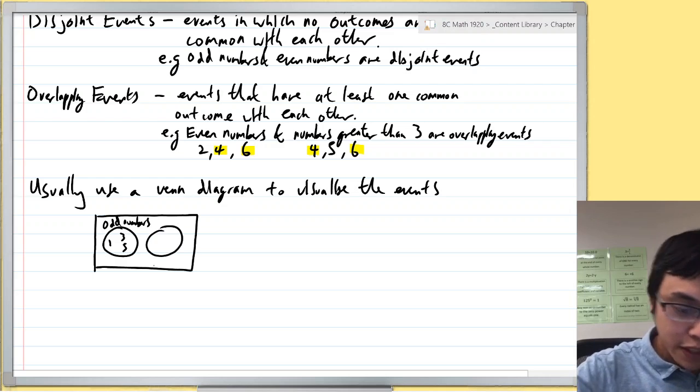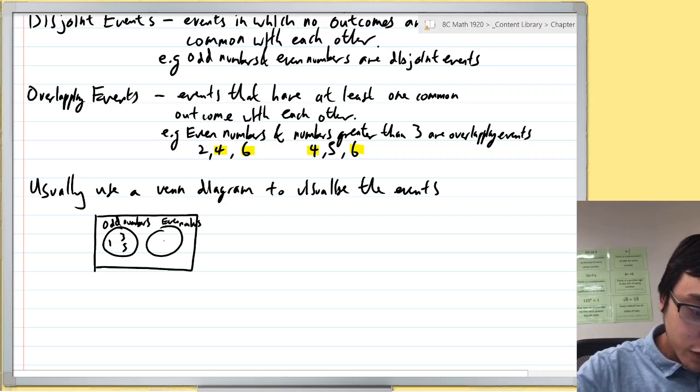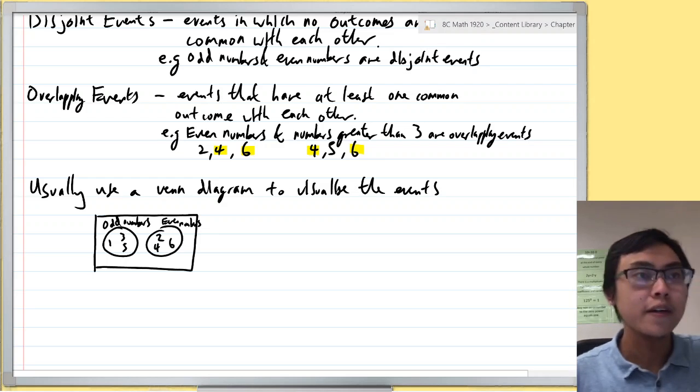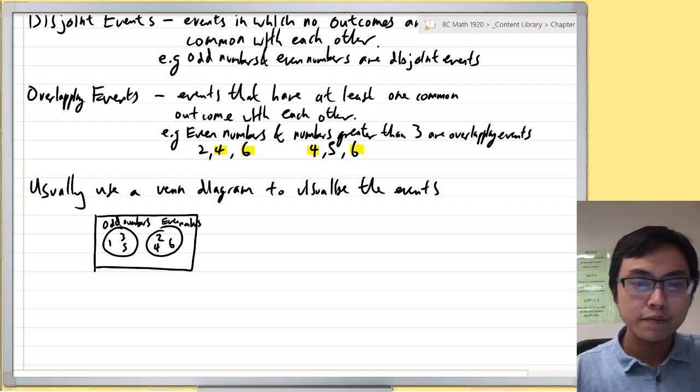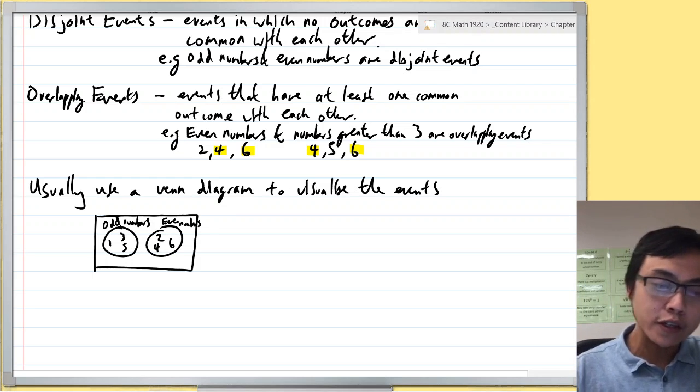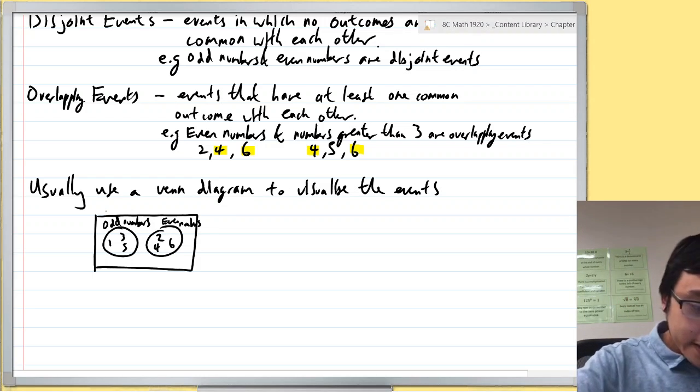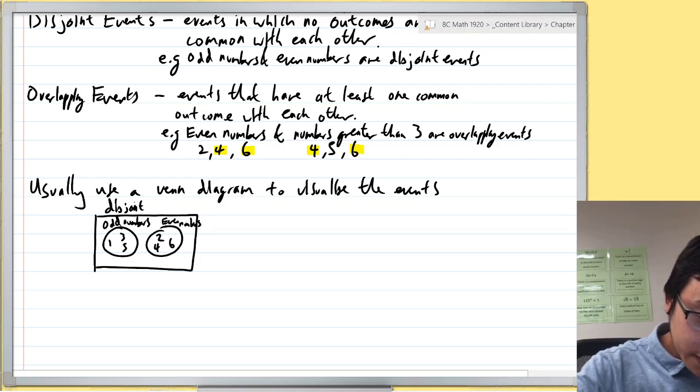They're supposed to be the same size. This one is even numbers, and inside there we have 2, 4, 6. They are disjoint. So these are our two events, odd numbers and even numbers. This is an example of disjoint events.